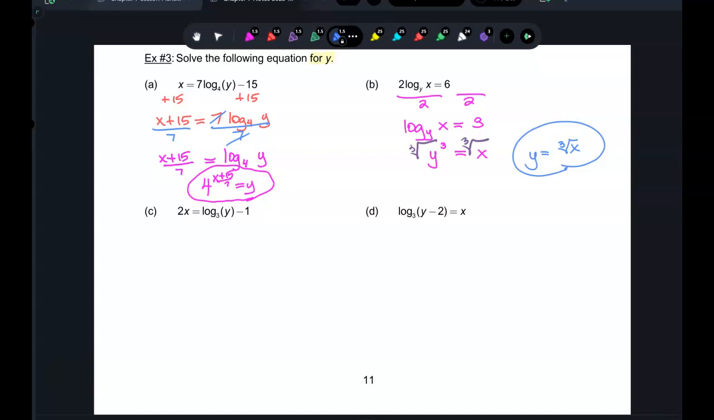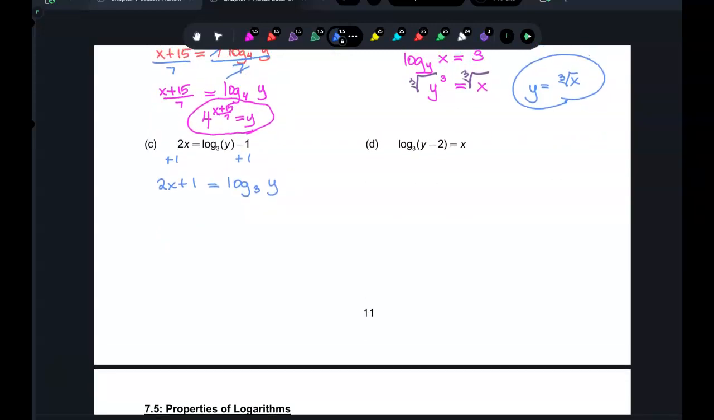Next, what do we do first? Add 1. So I have 2x plus 1 equals log base 3 of y. So 3 to the 2x plus 1 equals y. Yep, that's it.